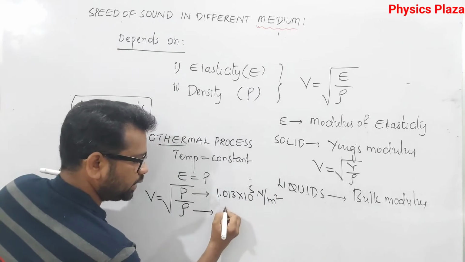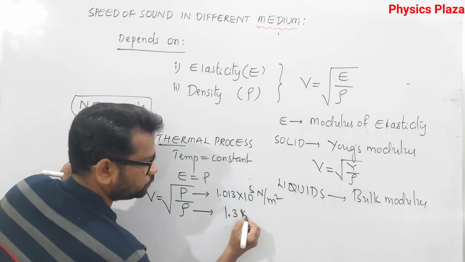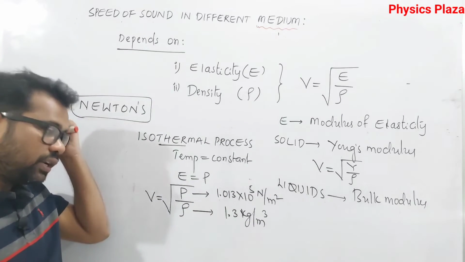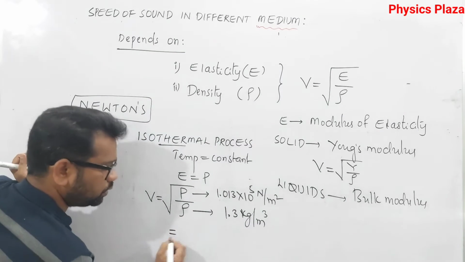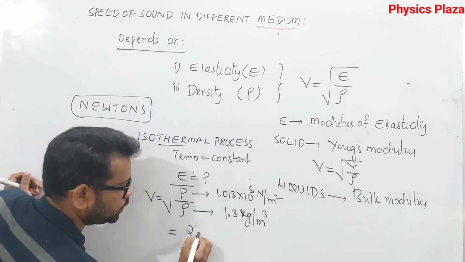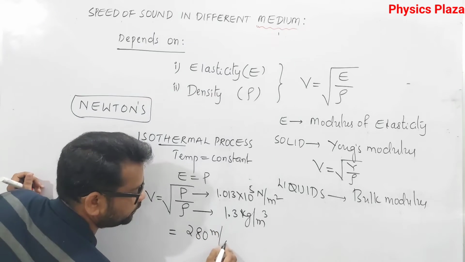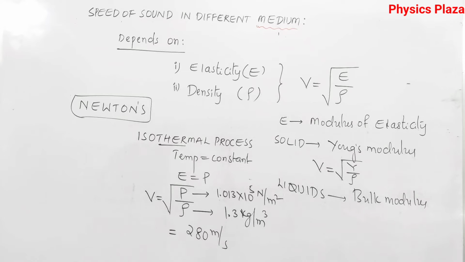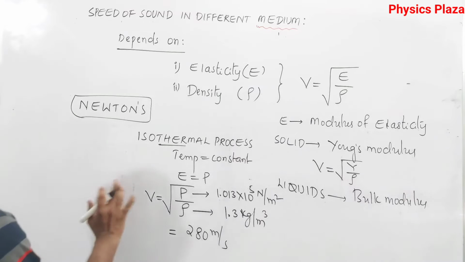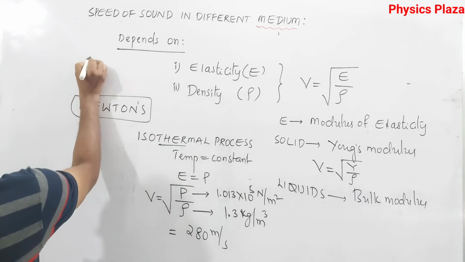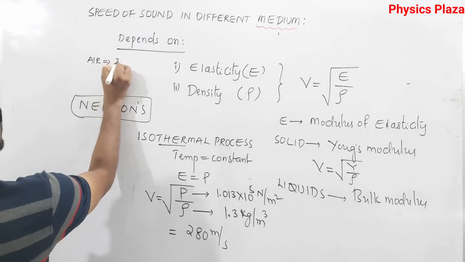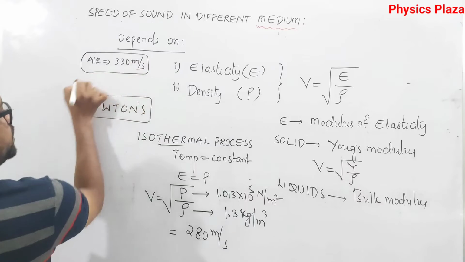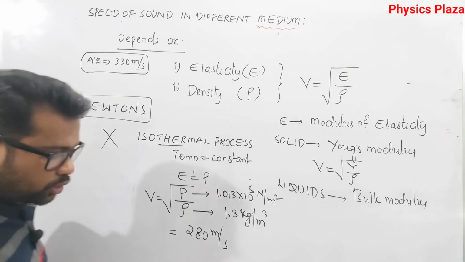And what is the density of the air? It is 1.3 kg per meter cube. If you substitute the values and calculate, you will get approximately 280 meter per second. But children, the problem is that experimentally the speed of sound in air is calculated as 330 meter per second. So this is not accepted.